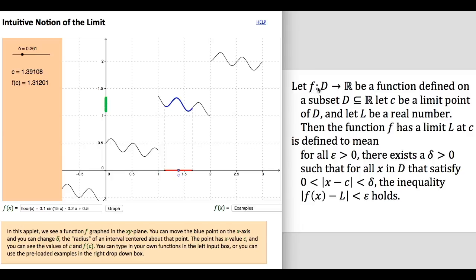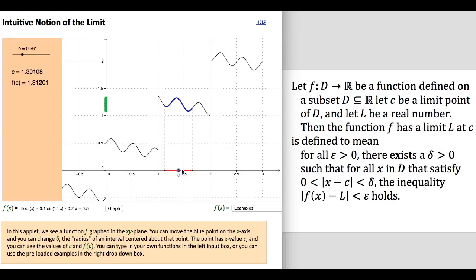So it says, let a function with a domain D that maps onto the real number R, so this is my range and this is my domain. So the domain is any set D, but that maps onto the real number set for the range, be a function defined on the subset. So D is a subset of the real number set. So that means that my domain is a part of the real number set. Let C be a limit point. So this is our C right here.